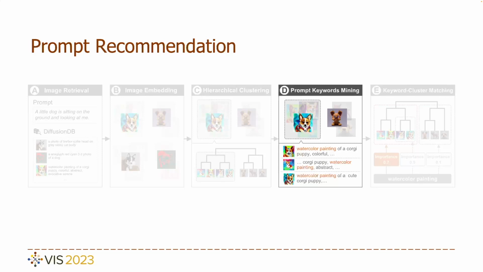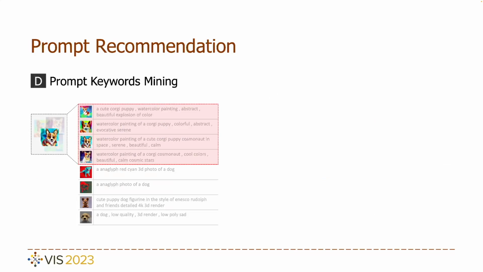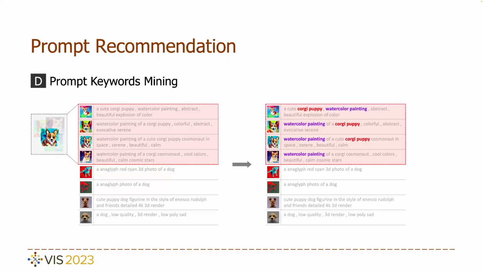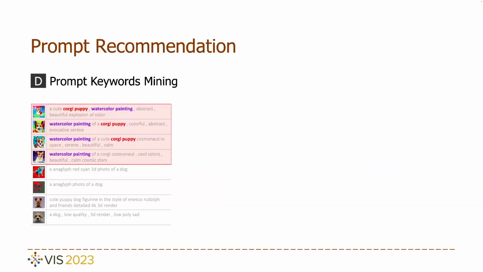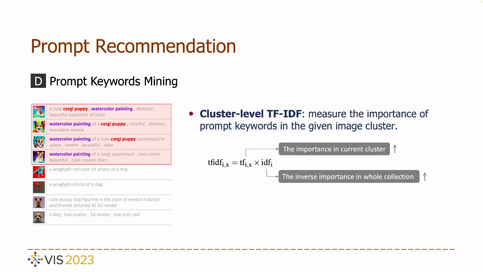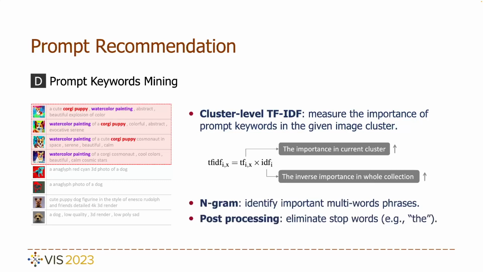Next, we identify important prompt keywords for these image clusters. For example, for the current image cluster, watercolor and Kirgi Purple are important keywords because they have a stronger impact on the image style and content. To identify such prompt keywords, we design cluster-level TF-IDF to measure the importance of prompt keywords for the given image cluster. Moreover, we introduce N-gram to identify important multi-word phrases and eliminate the stop keywords to improve the effectiveness.